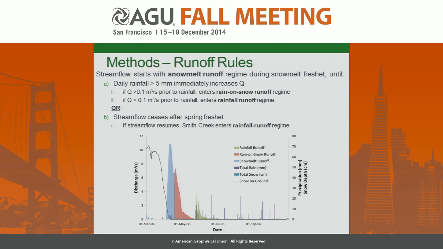If that discharge is less than 0.1 cubic meters per second, then it enters a rainfall runoff regime, as that snowmelt portion is deemed to be negligible. And then if streamflow resumes again after the snowmelt freshet has completed due to rainfall events, then of course it enters a rainfall runoff regime.